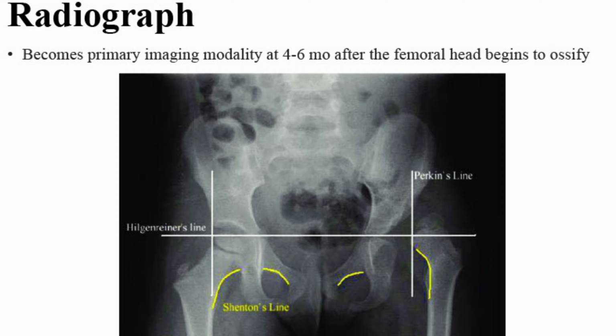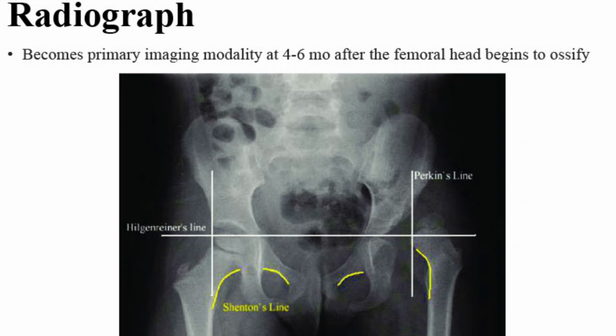And the third line is called Shenton's line. That means the medial part of the neck and head and the medial part of the femur should be in line with the inferior part of the superior pubic ramus. That is called Shenton's line. Here it is broken because of the dislocation. Shenton's line is broken in a lot of other situations too, such as hip dislocation, fractures and so on. But here we have to talk about these two lines.